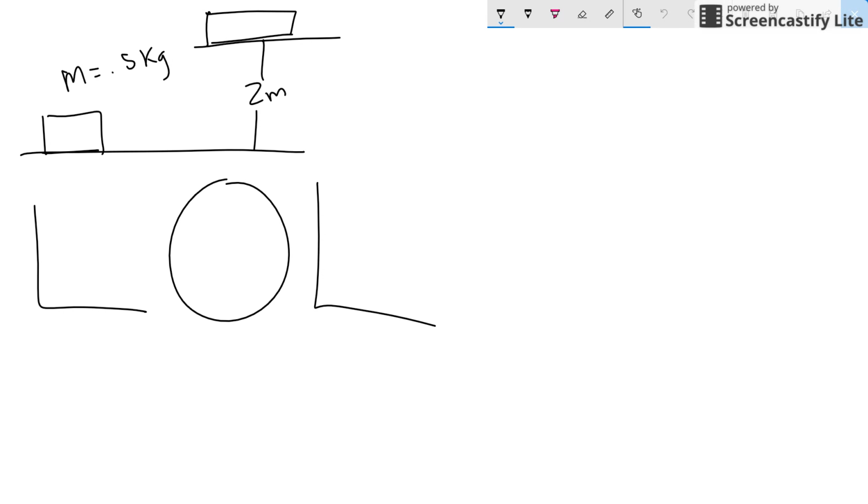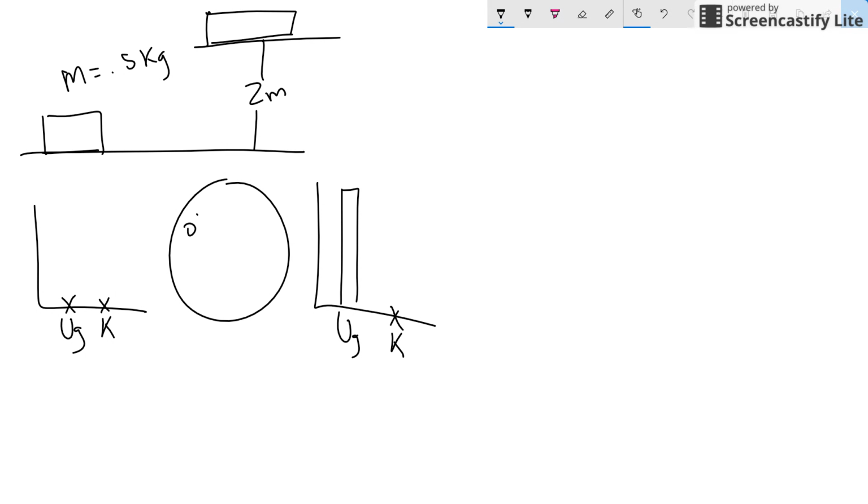We have gone from having no forms of energy, so we have no height, so there's no gravitational potential energy, and it's not moving, so there's no kinetic energy, to it having height at the top, so we've got gravitational potential energy, but again, it's still not moving. So we went from no energy in our system to having energy in our system.